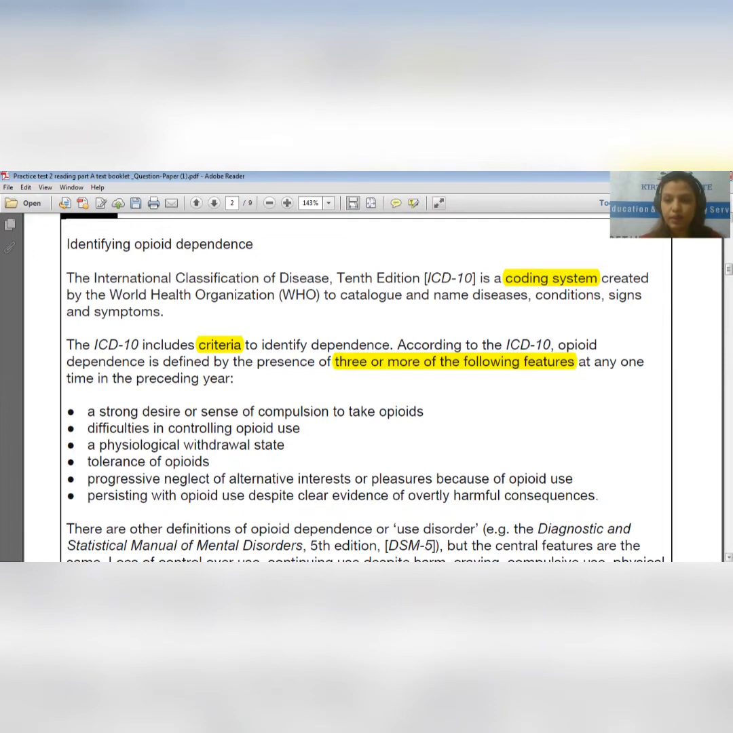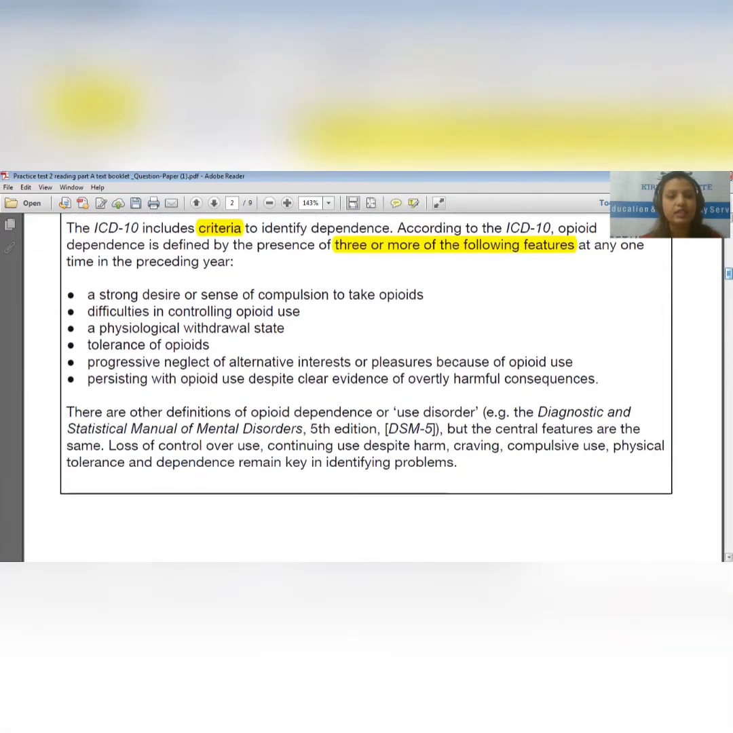Moving to the next paragraph, the last paragraph of the text is: there are other definitions of opioid dependence. So this paragraph will have the information about the other definitions. All right, so this is how you will have to skim the paragraph. Now I will move towards the next text.